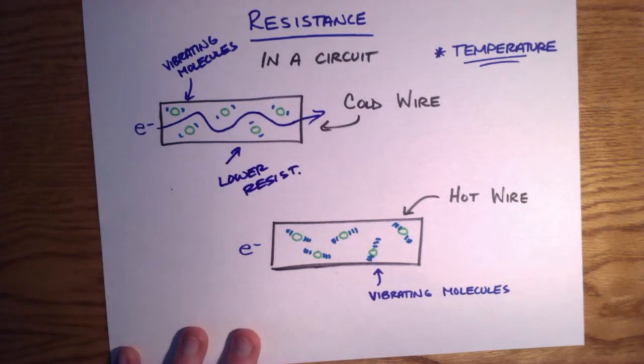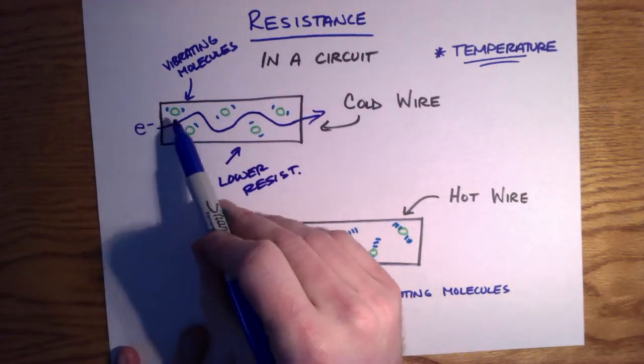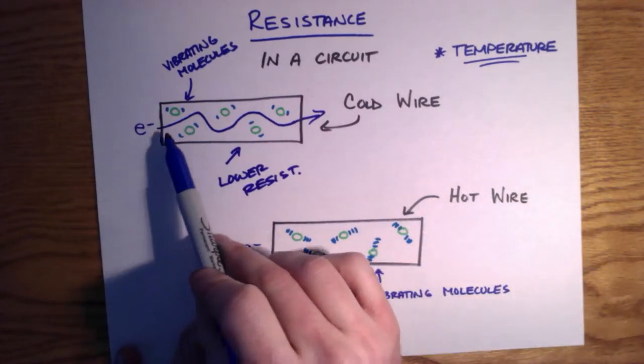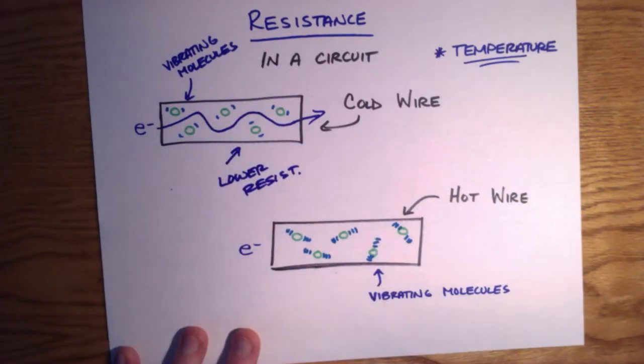All right, so a lower temperature means lower resistance because as you go through, they're not vibrating nearly as much as they are in higher temperatures, so there's much more room to try and get around them. The odds of bumping into a molecule that's vibrating is much lower.